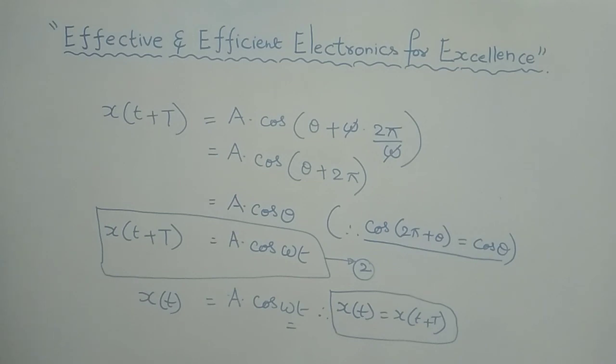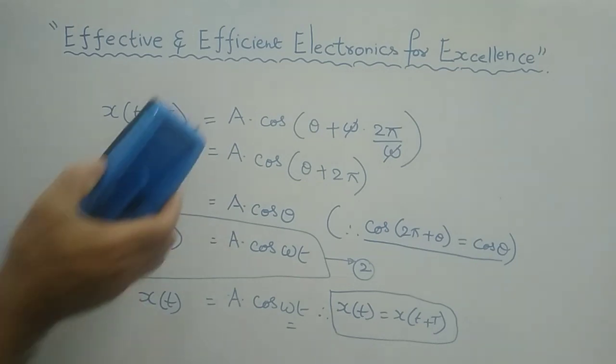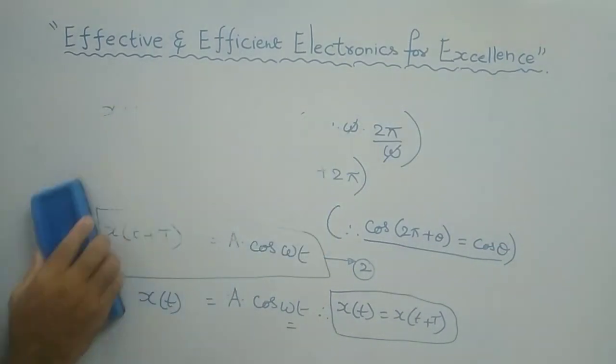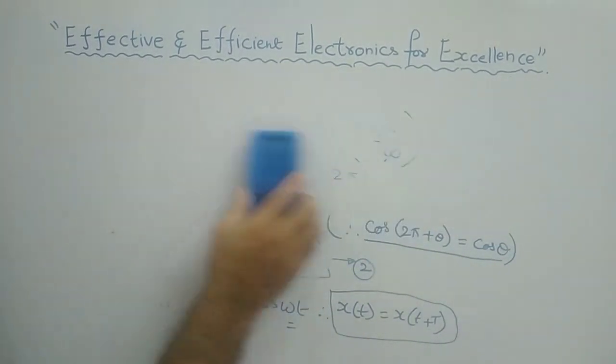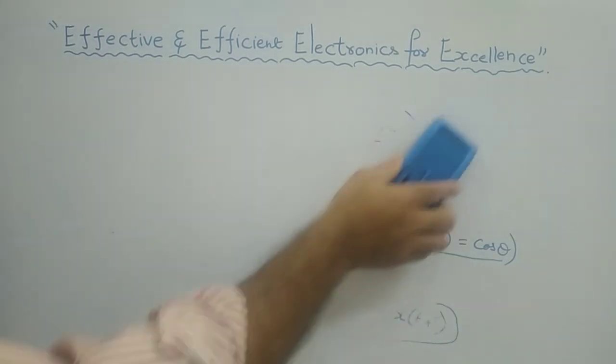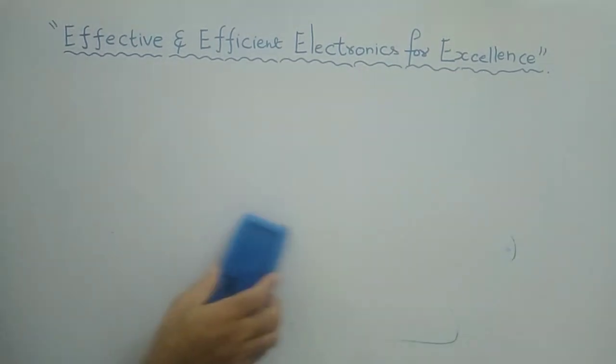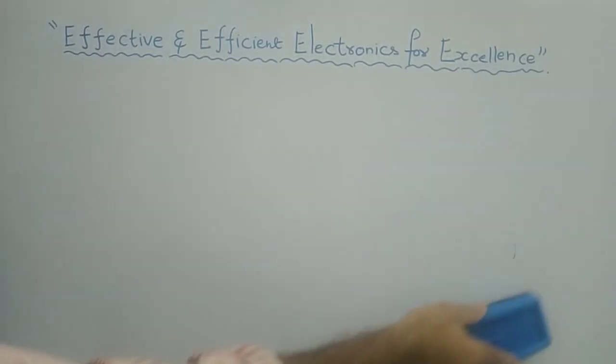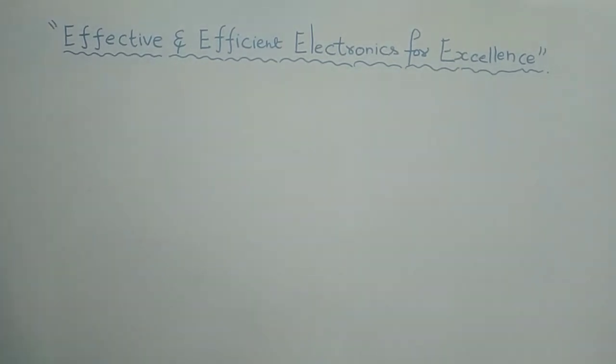Likewise, we need to find out whether a given signal is a periodic signal or otherwise. If x of t does not equal x of t plus T, then you can simply say that the given signal is an aperiodic, non-periodic signal, right? And then let us see one more simple example on this.